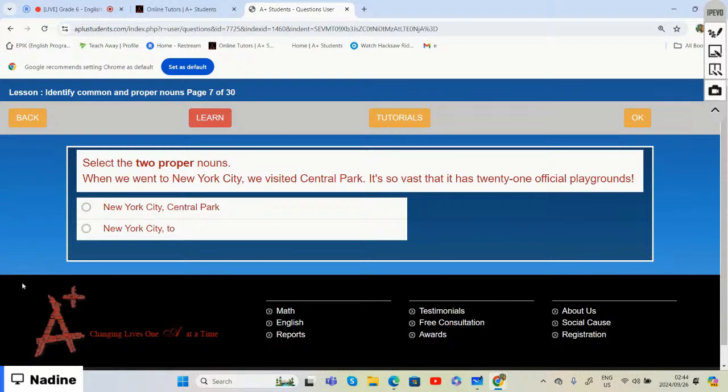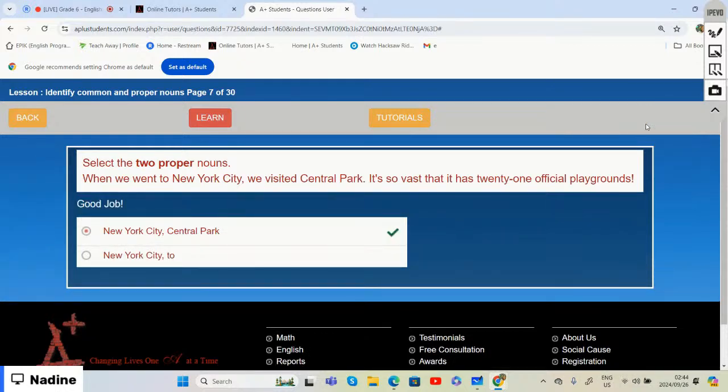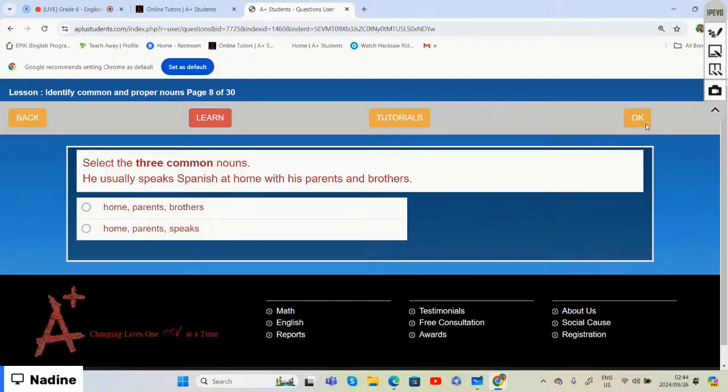All right, and if we choose the correct option, option one, New York City and Central Park. All right, let's do the last one. We need to select the three common nouns. He usually speaks Spanish at home with his parents and brothers.